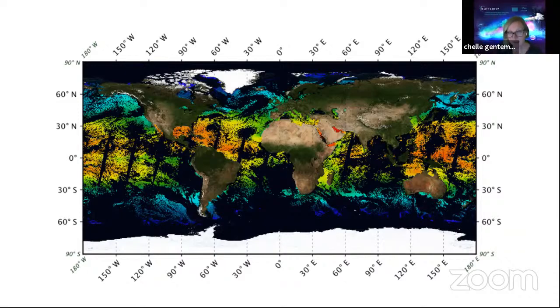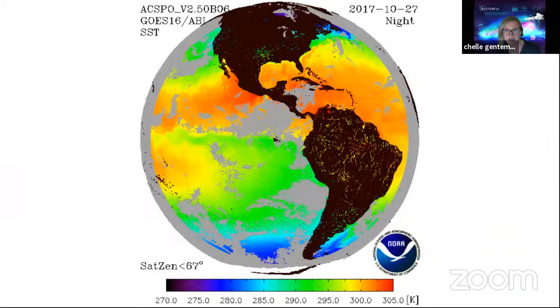But if you want to create a daily map, you have to understand how to combine them all. And you're going to have to read in all this data and its uncertainty information and try to work with it. The next image is geostationary data.